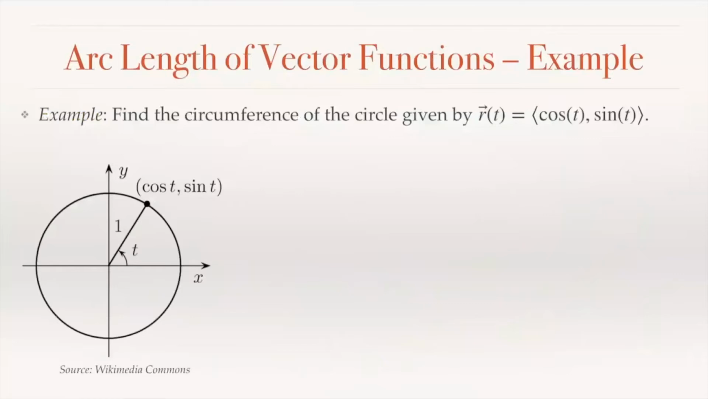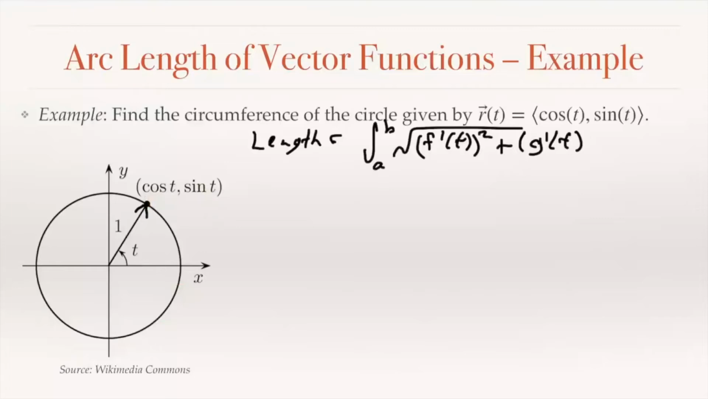So let's do an example. Let's find the circumference of a circle. We all know that is 2 pi r, but now let's do it just as an example using our arc length formula. The unit circle is parameterized by cosine t, sine t. And we know that the length is the integral from a to b of the square root of f prime of t squared plus g prime of t squared dt. In this case, that is our f of t, and that is our g of t.